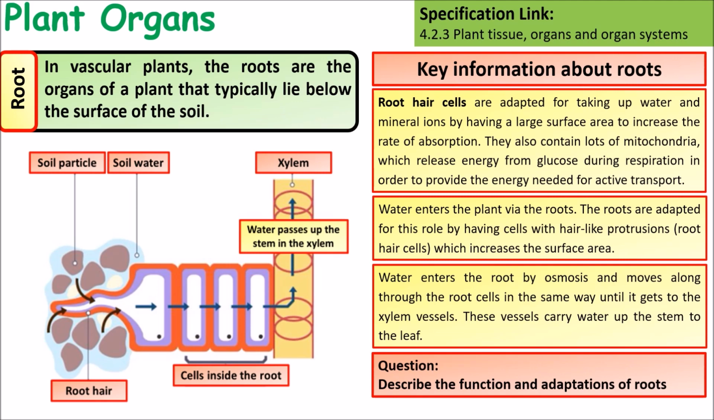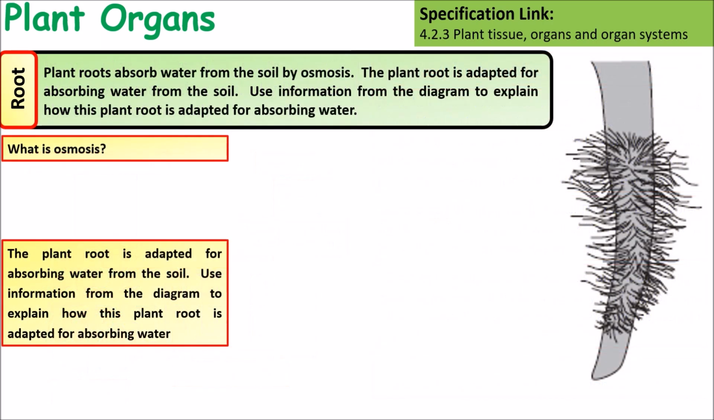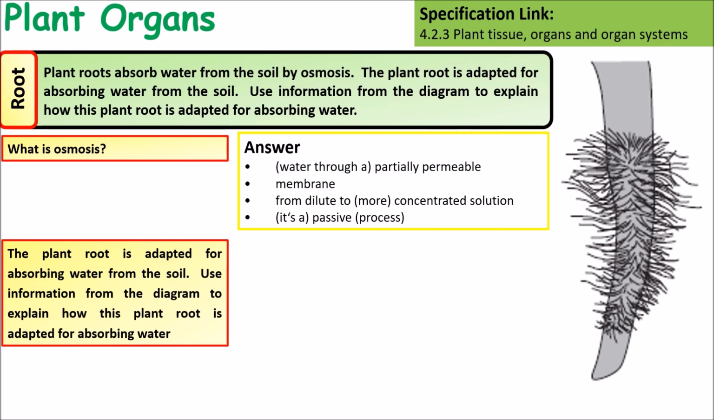So one thing that you might be asked to do is describe the function and adaptations of roots. The important one that you need to always mention is the fact that they're covered in root hair cells which have increased the surface area. If we look at this question, plant roots absorb water from the soil by osmosis. So the plant root is adapted to this. Use the information in the diagram to explain this. So first thing, what is osmosis? This is where you've got water passing through a partially permeable membrane from an area of high concentration to a low concentration. And secondly, the plant root is adapted for absorbing water from the soil.